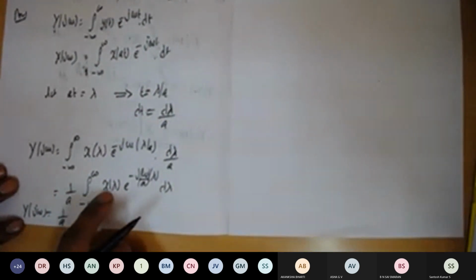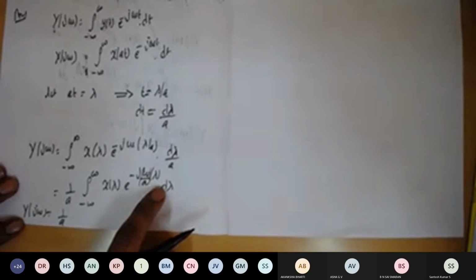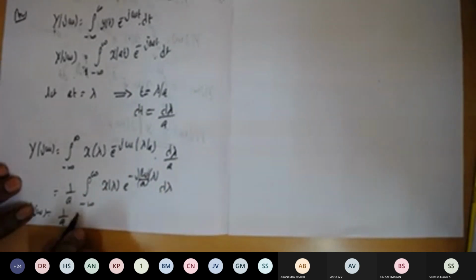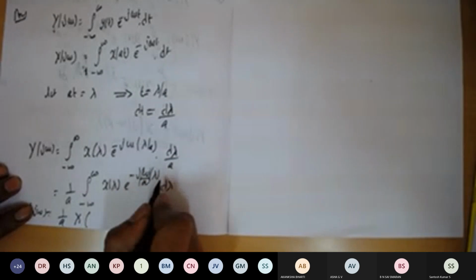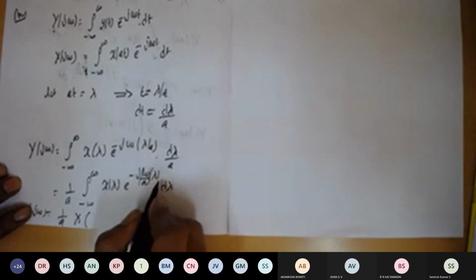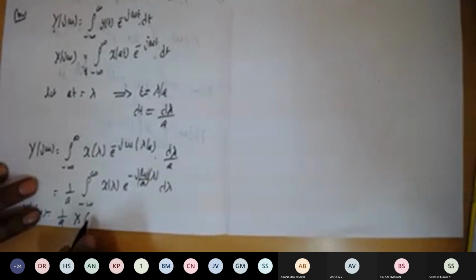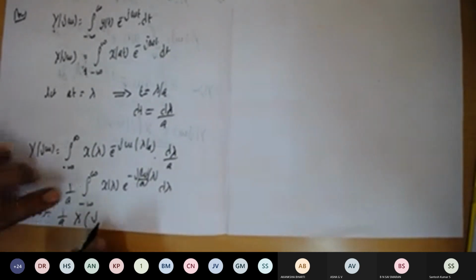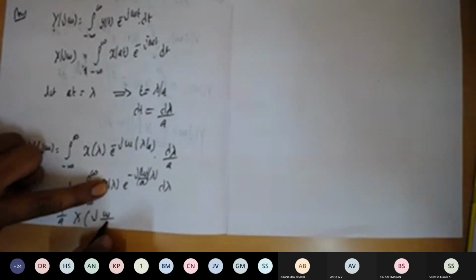Now I'm going to convert this into the Fourier transform formula. Here 1 by a is a constant. The input is x, and the corresponding output will be the capital X. Lambda is the time domain content, so we remove it. The corresponding Fourier transform will become X of j into omega divided by a.